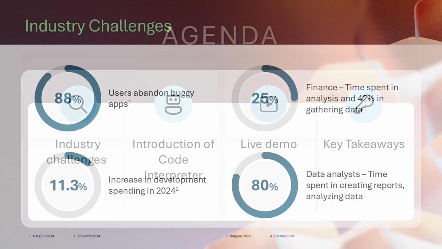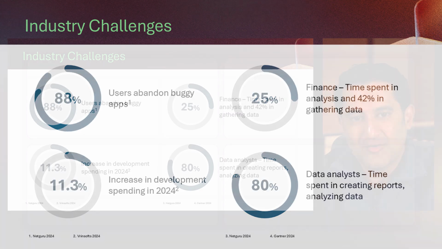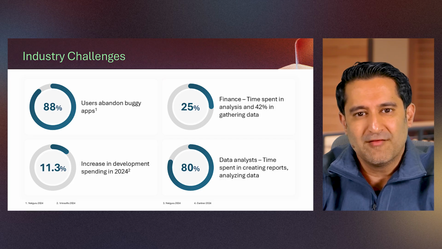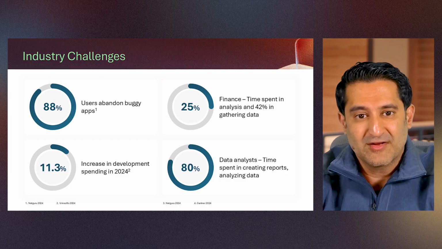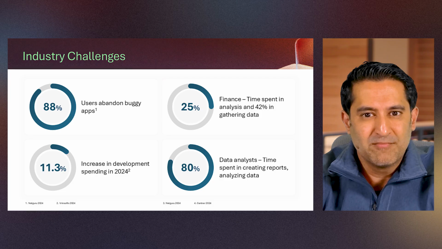So let's get started. The industry is actively addressing key software development challenges. Did you know that 88% of users abandon apps due to bugs or poor performance? To mitigate these issues, the industry is enhancing testing and quality assurance processes and adopting automated debugging tools to tackle this. Additionally, there is an 11% increase in software development spending in 2024 alone, yet many teams struggle with delivering efficiently. Agile methodologies are being implemented to improve these.